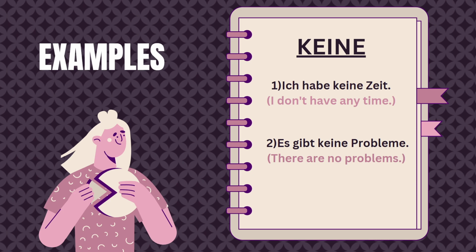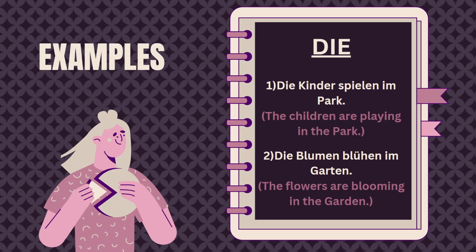So remember, keine is only used in negative sentences. In positive sentences we use die with plural nouns. For example, die Kinder spielen im Park. The children are playing in the park. Die Blumen blühen im Garten. The flowers are blooming in the garden. In these examples, die is used because we are affirming the existence of plural nouns.